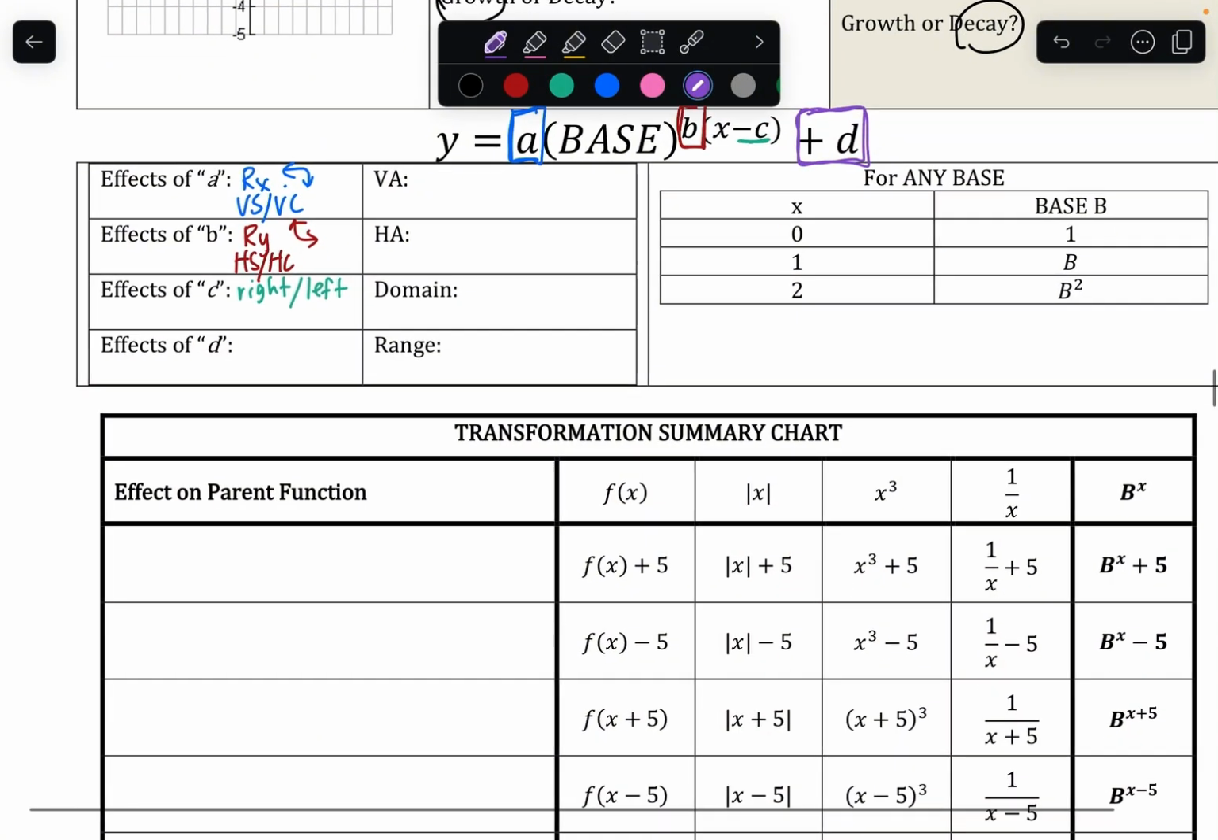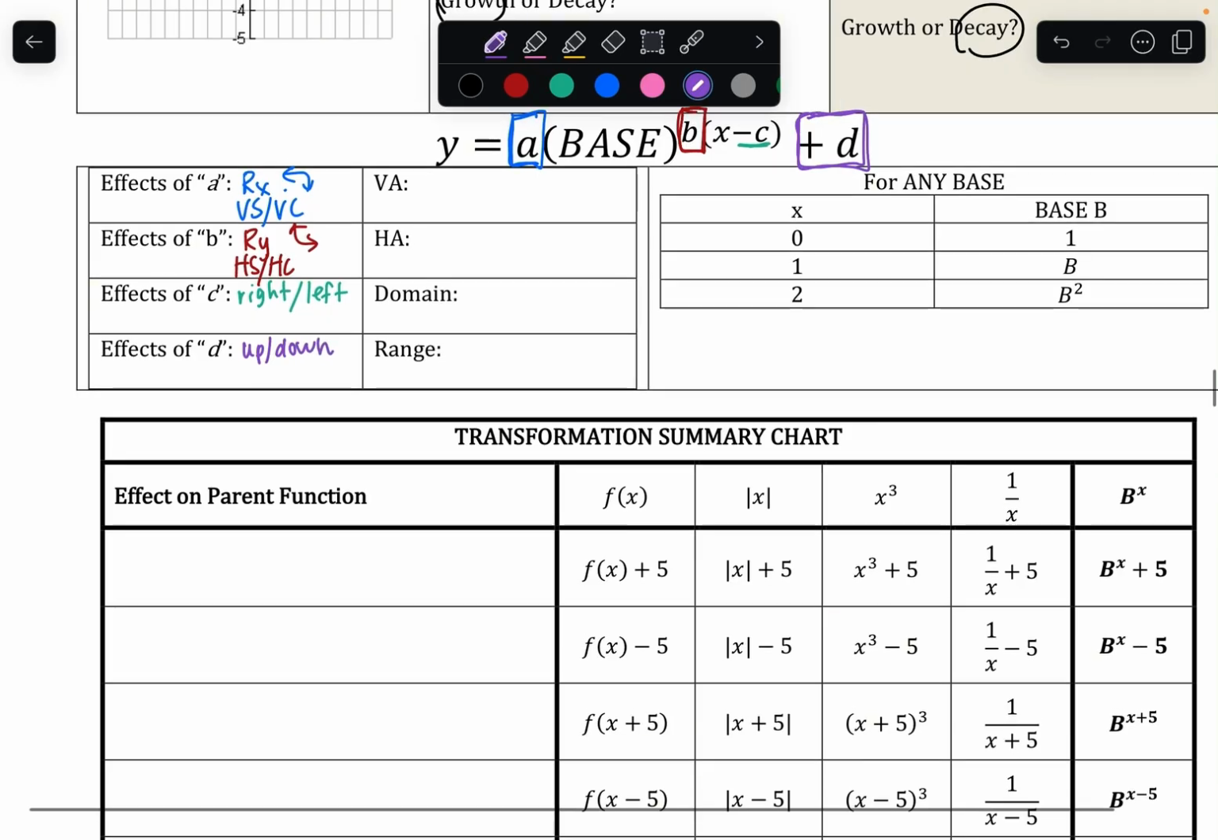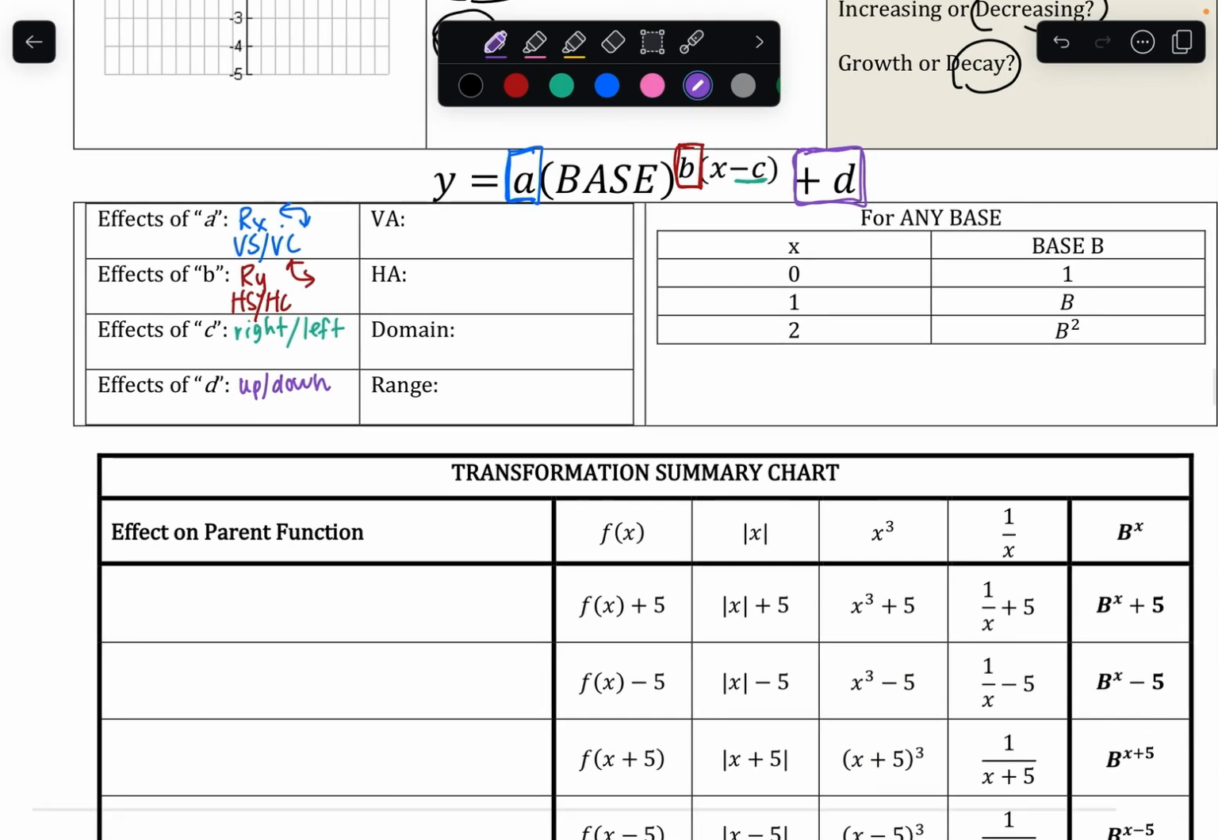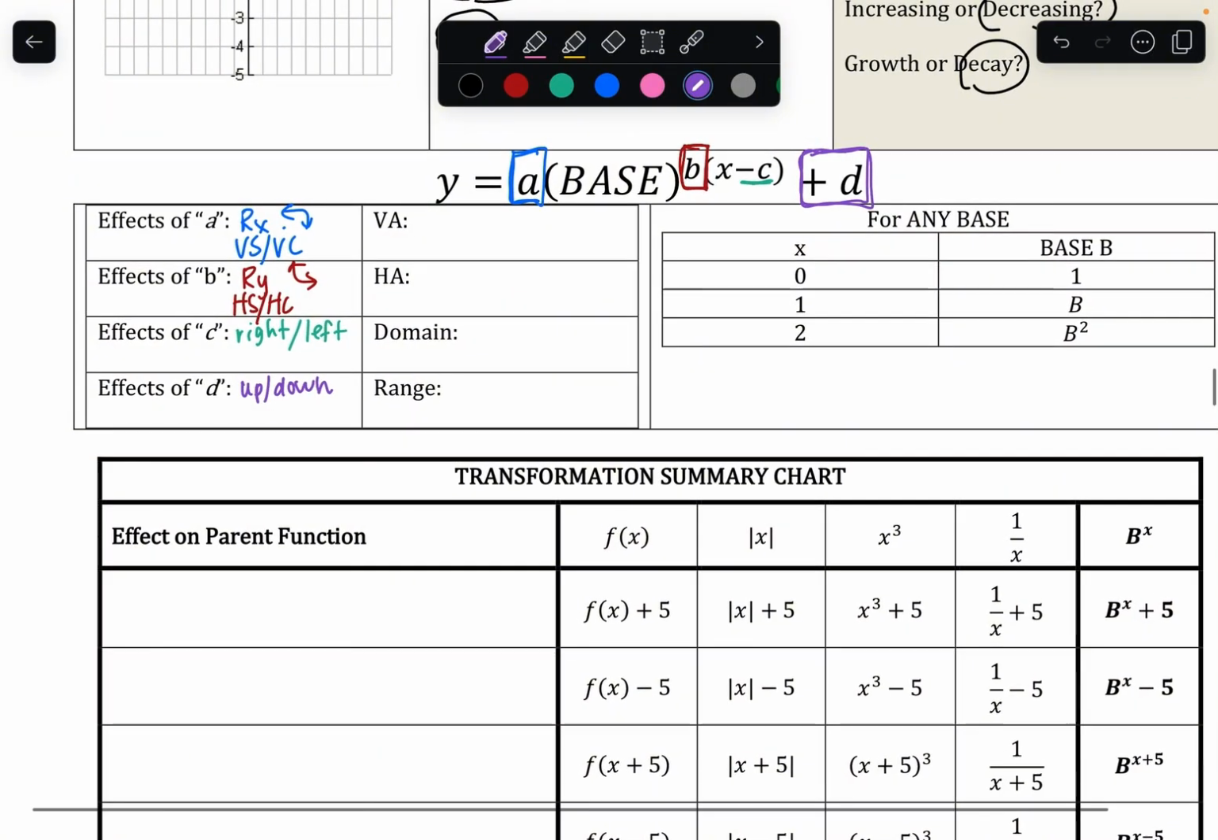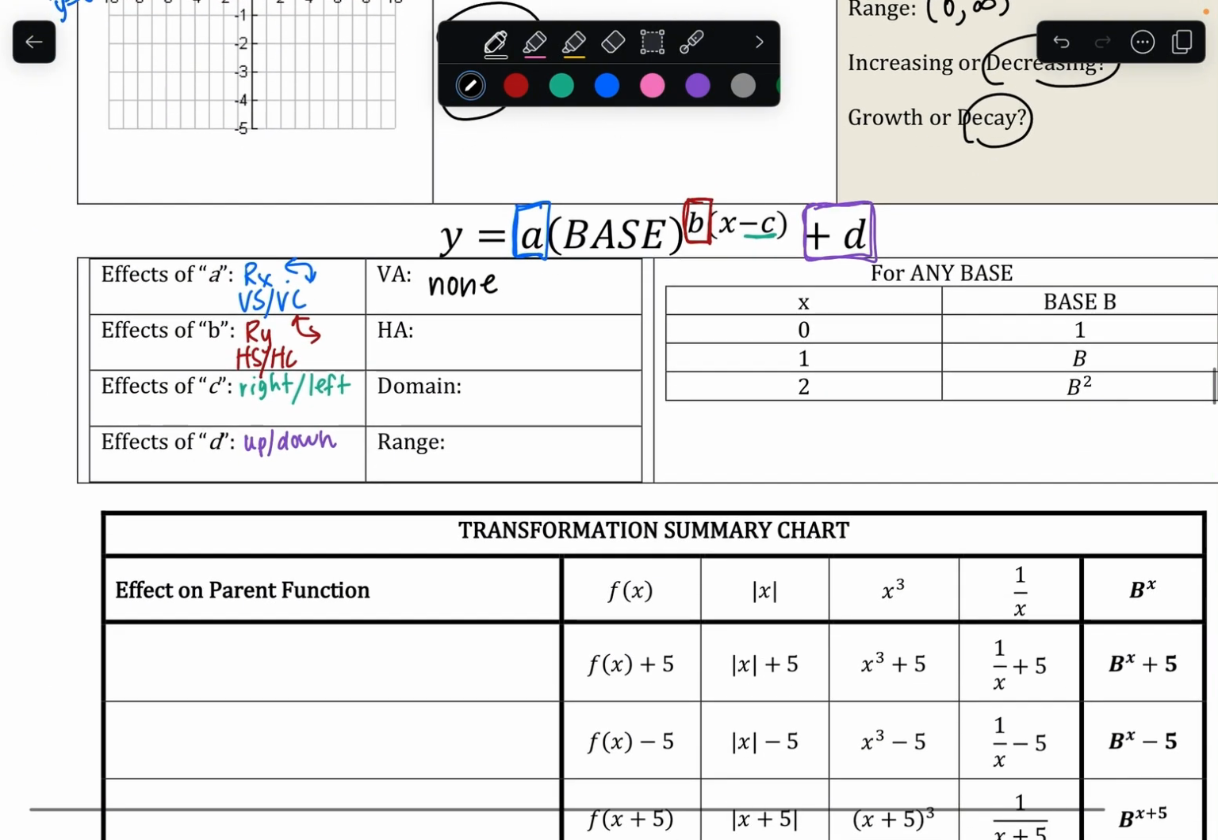It's completely off to the side. That's how you move up and down. Plus moves up, minus moves down, just like you would expect. Okay, and so the only transformation that actually affects the vertical, or there is no vertical asymptote, so there, right, none. There is no vertical asymptote here. The horizontal asymptote is only affected by moving up and down, and so that's going to end up being y equals d, whatever this up and down number is at the end.